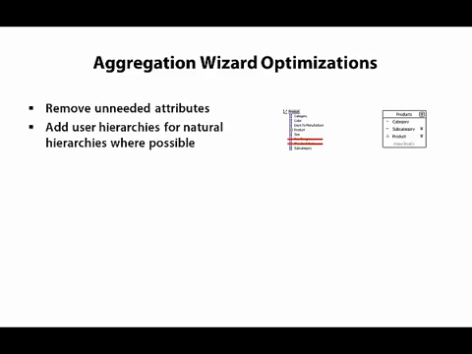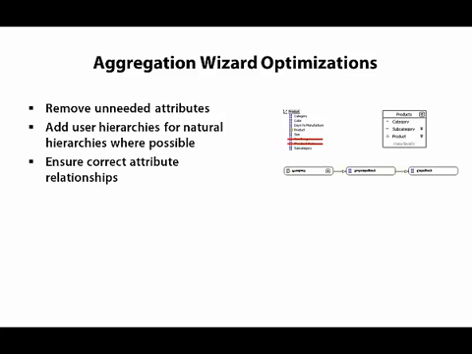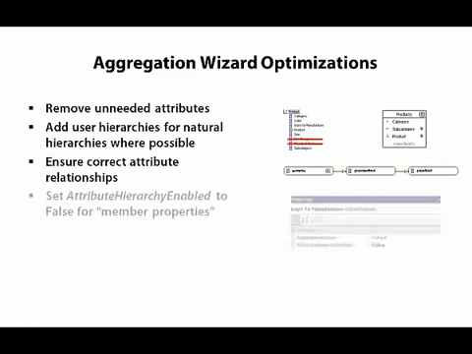User hierarchies are important for aggregation design. As we learned earlier in this module, Analysis Services can build aggregations at one level of a hierarchy that can be used to derive values at a higher level. However, creating user hierarchies is no guarantee that an aggregation will be built. Now, just because you arrange attributes in user hierarchies doesn't mean the attribute relationships are correct, so it's very important to check this as well.